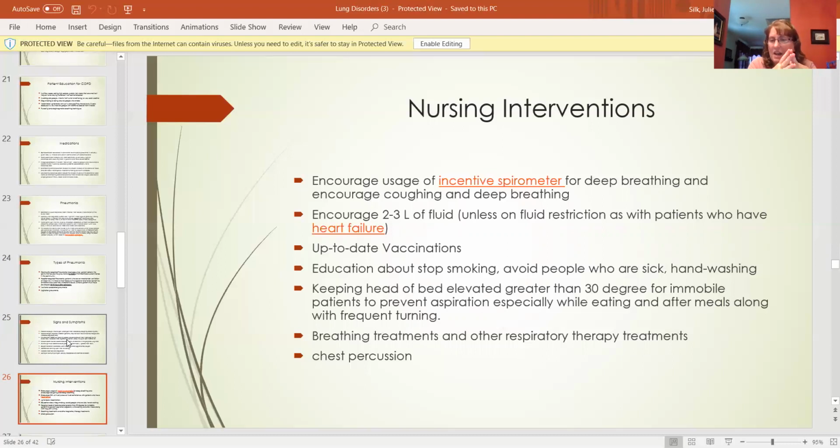Of course, up-to-date vaccinations are always good. So if they don't have a pneumonia or a flu vaccination, they need to be getting it. You need to educate people about not smoking, hand washing, trying to avoid other people who are sick, keep the head of the bed elevated so it's easier for them to breathe and to get rid of some of their secretions. A lot of times you're going to do breathing treatments and other respiratory therapy things. Chest percussion is a good thing, especially if you have those thick secretions. It helps break some of that up so you can either cough it out or suction it out.